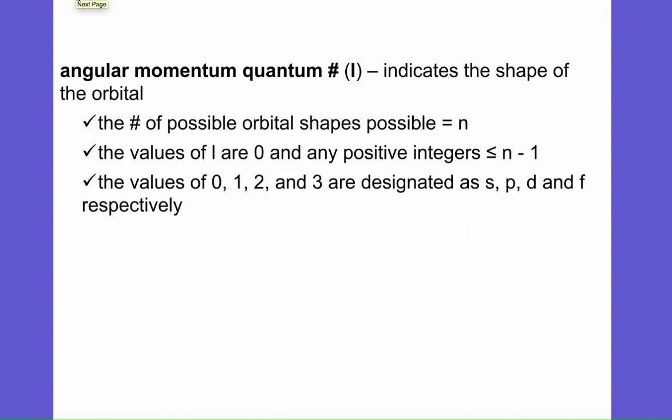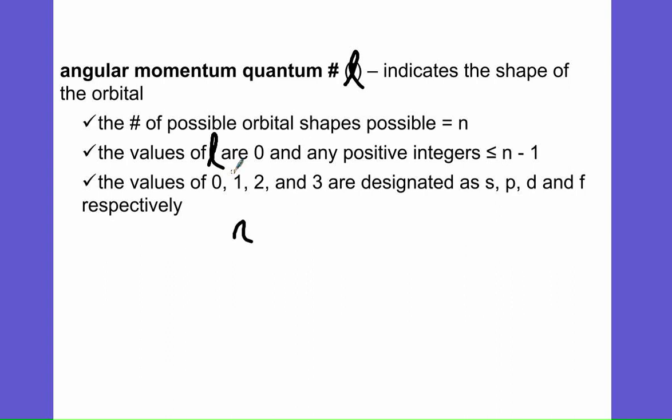Angular momentum quantum number, right? This is where we take it a little bit further, right? This indicates the shape of the orbital itself. So I'm supposed to deal with n again. And then I have these values for L that I'm going to talk about. In your notes, it should be a stylized L, right? Not just a regular L.